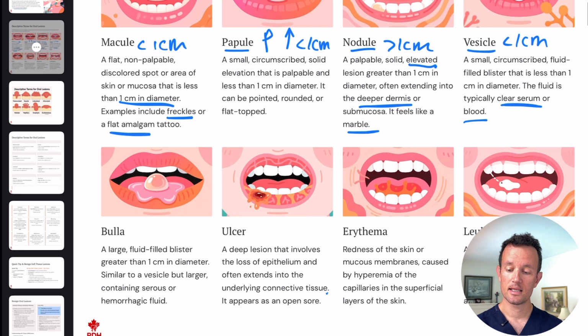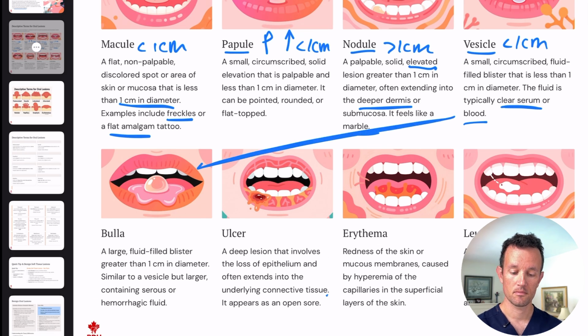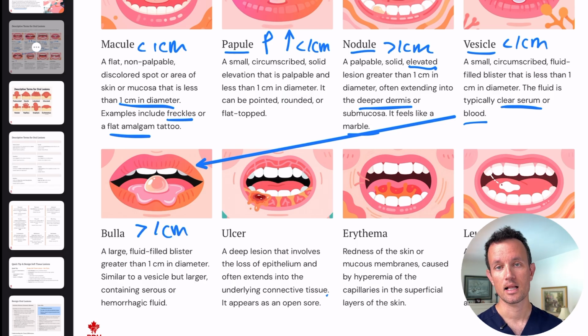A bulla is like a vesicle that dreamed of being something more. I want to grow up. I want to be a bulla. That's what a vesicle decided. So it's greater than 1 centimeter, clear. It may have hemorrhagic fluid, maybe a bit more red or pink, a bit more blood in there.